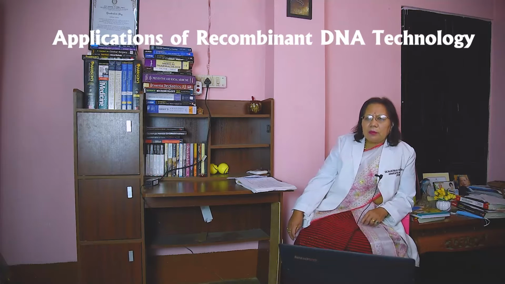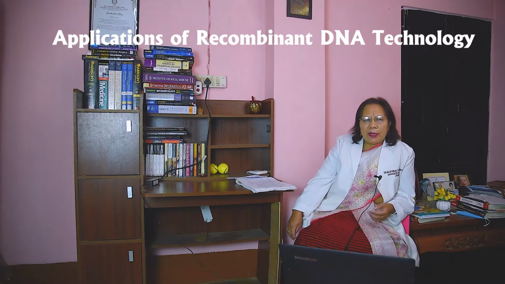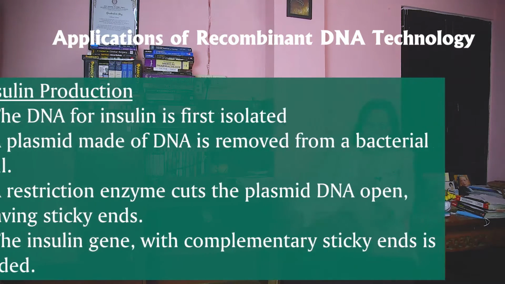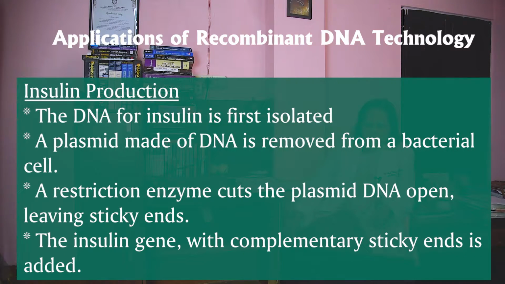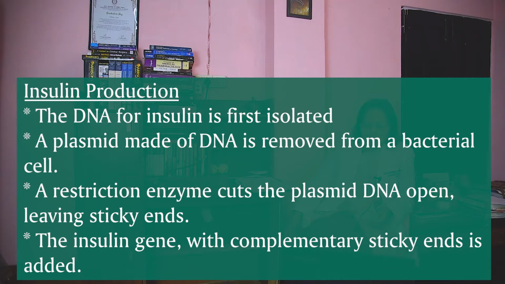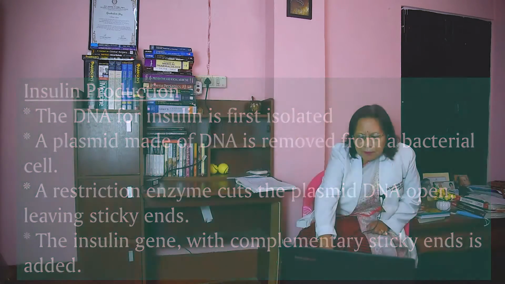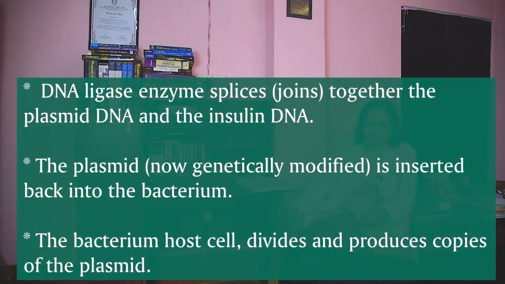So what are the example uses of recombinant DNA, or what are the applications of this recombinant DNA technology? For example, insulin, which is widely used by diabetic patients, is the first product of recombinant DNA technology. For insulin production, the DNA for insulin is first isolated. A plasmid is removed from a bacterial cell. Then a restriction enzyme cuts the plasmid DNA open, leaving sticky ends. The insulin gene with complementary sticky ends is added, and the DNA ligase enzyme splices or joins together the plasmid DNA and the insulin DNA.